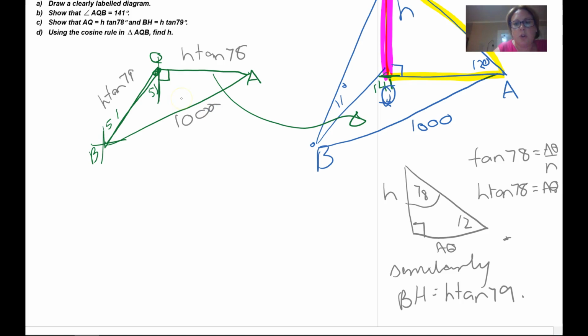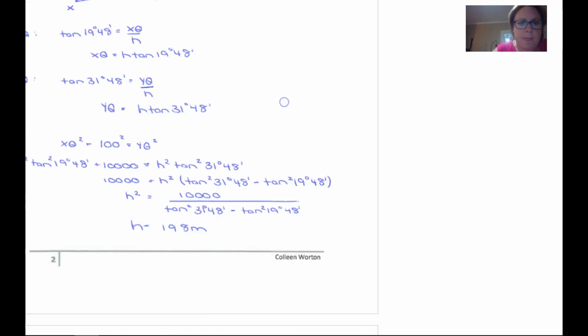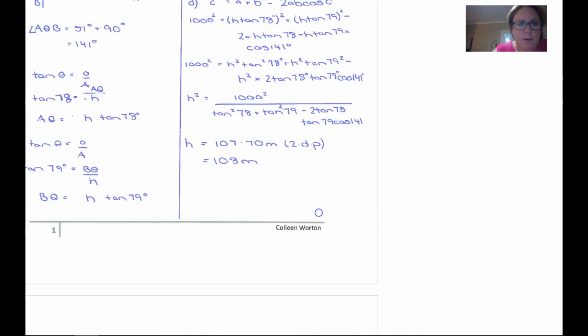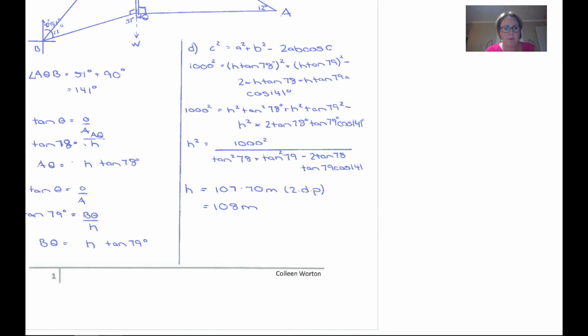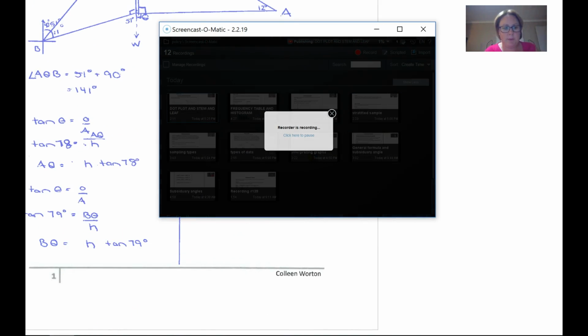It says use the cosine rule to find H. Now I've done one earlier. That looks a whole lot better.